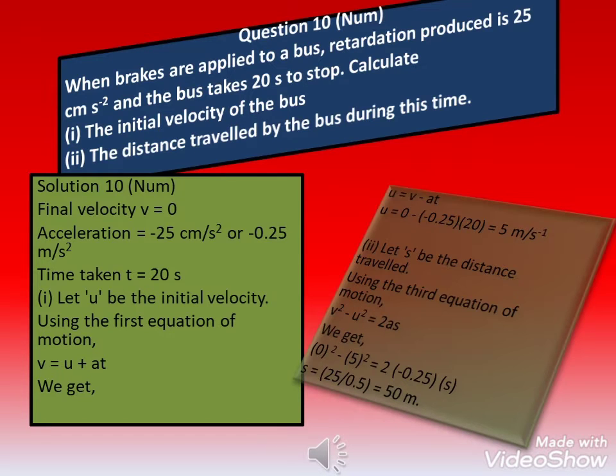Using the third equation of motion, v square minus u square is equal to 2as. Here, all the terms except s are given. So, by substituting the values, we will get s is equal to 50 meter.